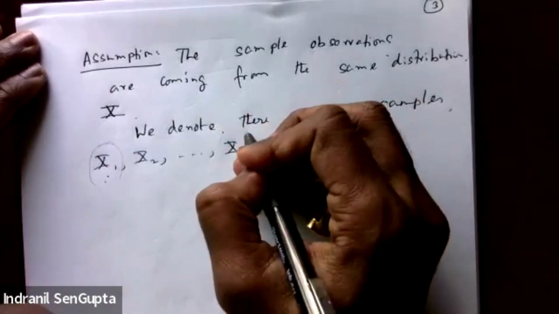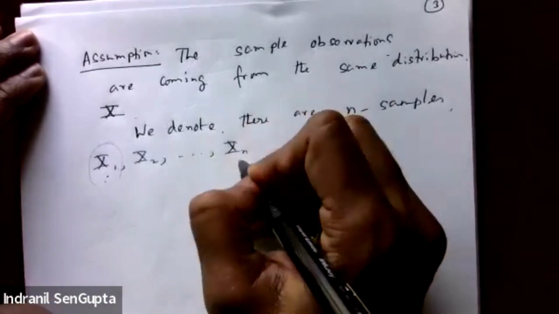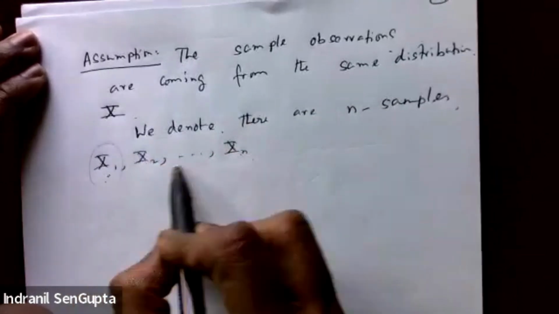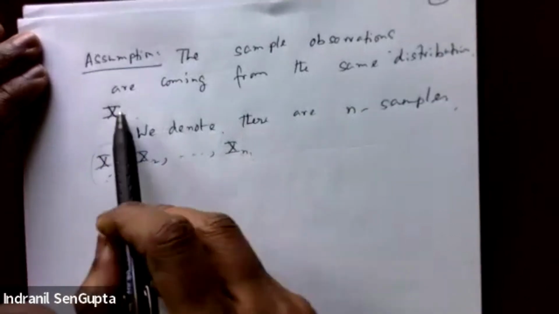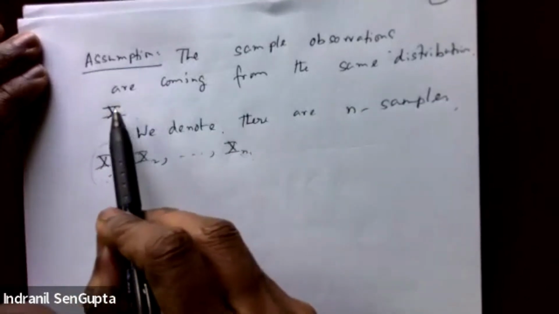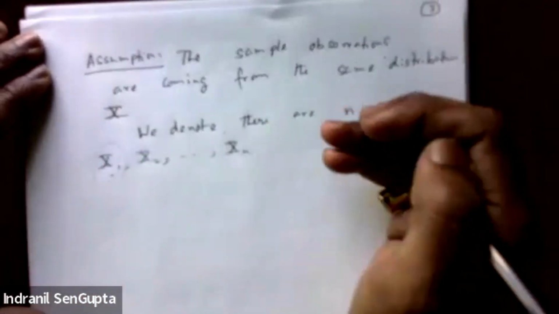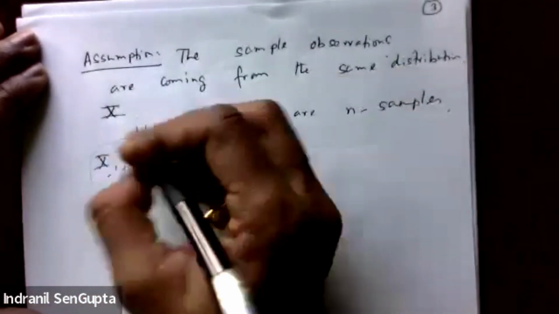Each of these is a random variable. So everything here is a random variable, and we are assuming that each of these is independent, and each of them satisfies the same distribution as the original X. Okay, and in this case we call it IID.